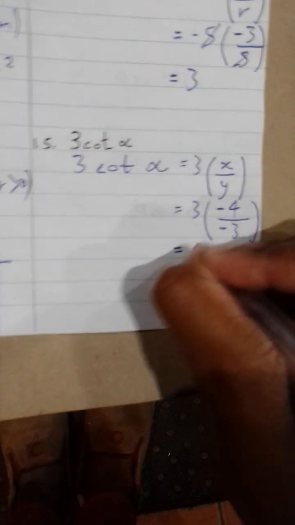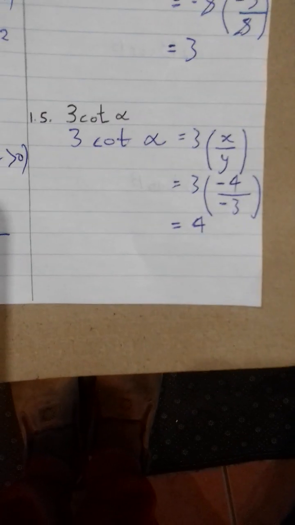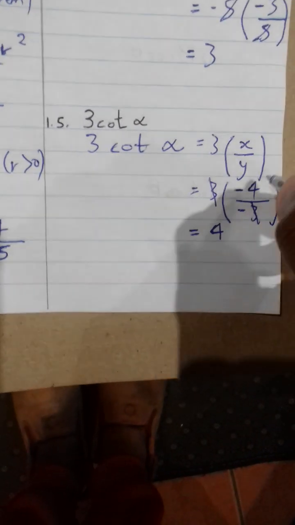We get 4. Okay, hope that is clear. Hope that makes sense. This cancels this. Negative 4 divided by negative 1, positive 4.